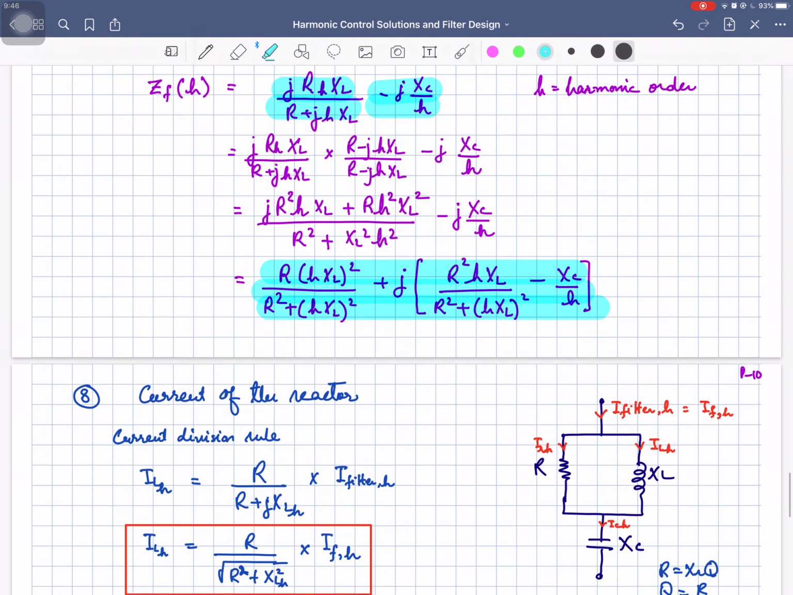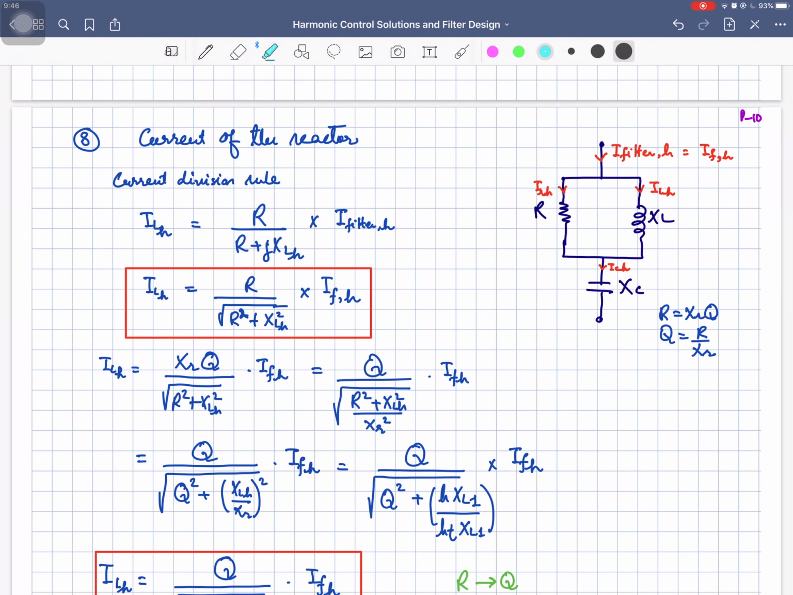Now we know the impedance, we can calculate the current. The current in the inductive part and the current in the resistive part. So how to get that current? Let's suppose that the total current is I filter at a particular harmonic H, or simply we can call it IFH. So this current will be divided into two parts. One part is through the resistance and the other part is through the inductor. So we are going to calculate the current through the inductor. That will be equal to R over R plus jXLH into the total current I filter H.